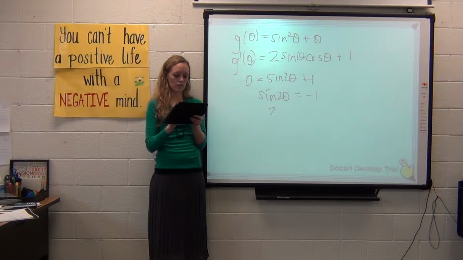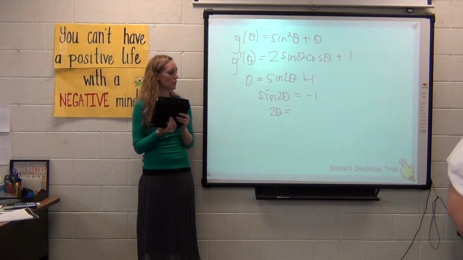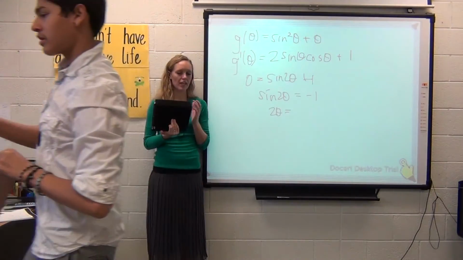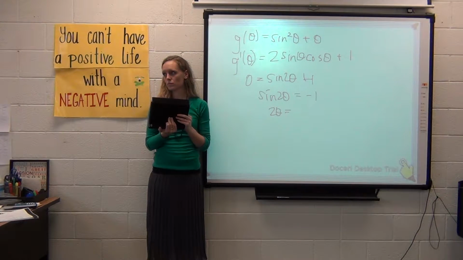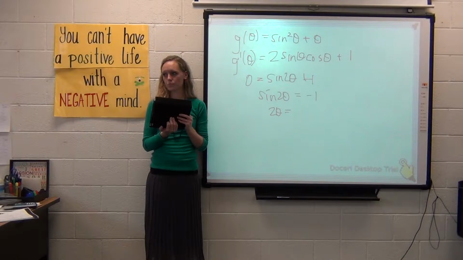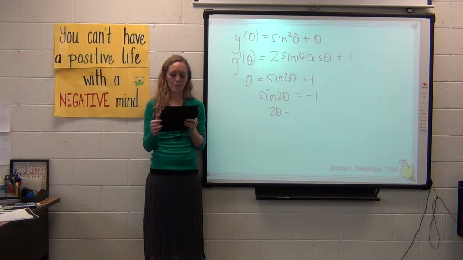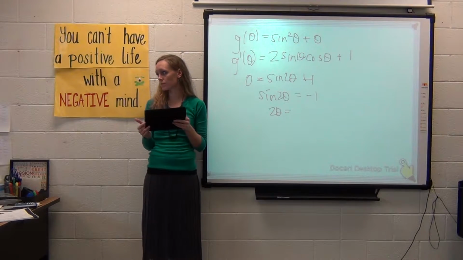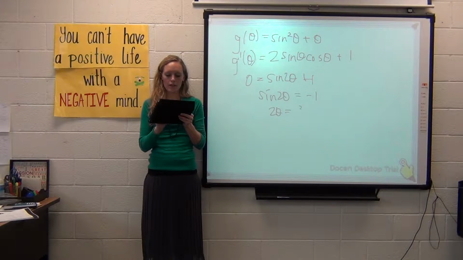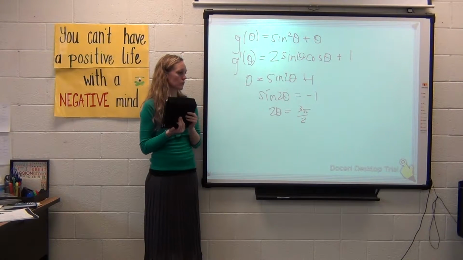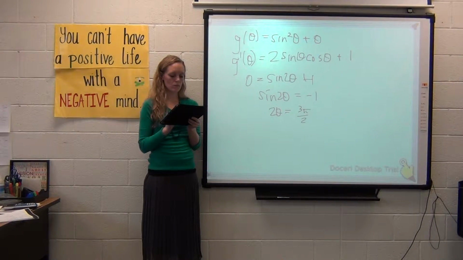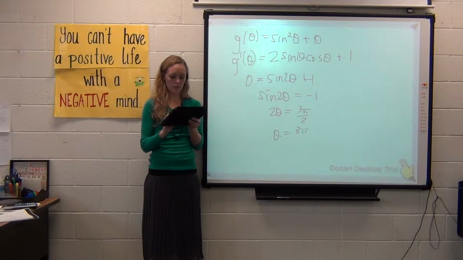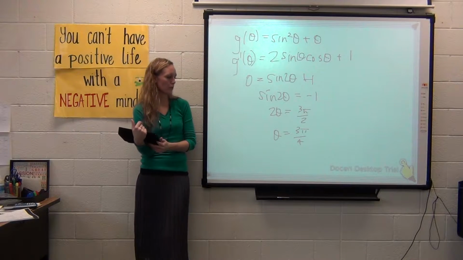We use the inverse sine. So 2 theta is equal to the inverse sine of -1. And what is the inverse sine of -1? Where is sine equal to -1? At 3 pi over 2. Then we divide by 2, and when we divide by 2, we get theta equals 3 pi over 4.